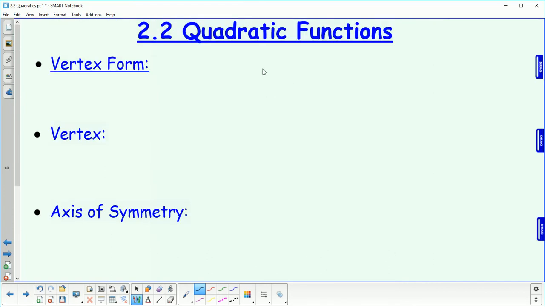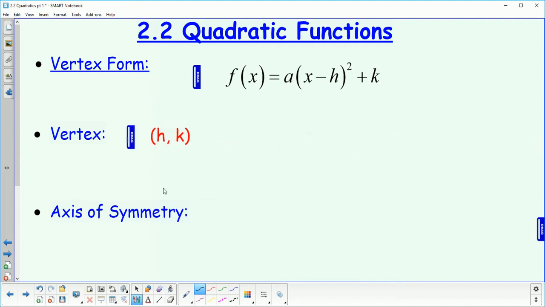And so there's a couple key points. The vertex form then is going to be f of x or y equals a times (x minus h) squared. This squared piece here is very important. Remember, that's what makes it a quadratic, plus k. And so your vertex from that will be (h, k).